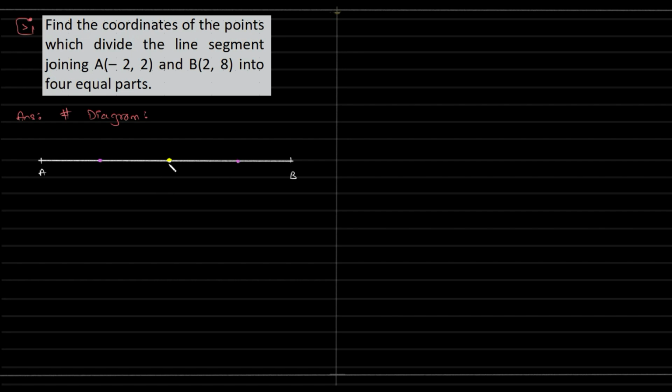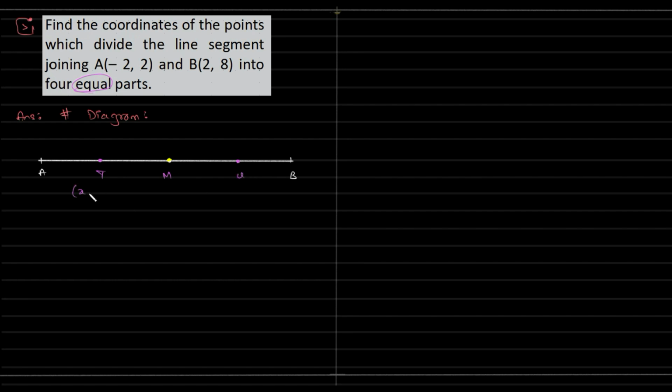So why am I so confident that it will be in the middle? Obviously, it is 4 equal parts. So 1, 2, 3, 4. It has to be in the middle. It's like folding 2 times. So this is T, M, and we can call this U.